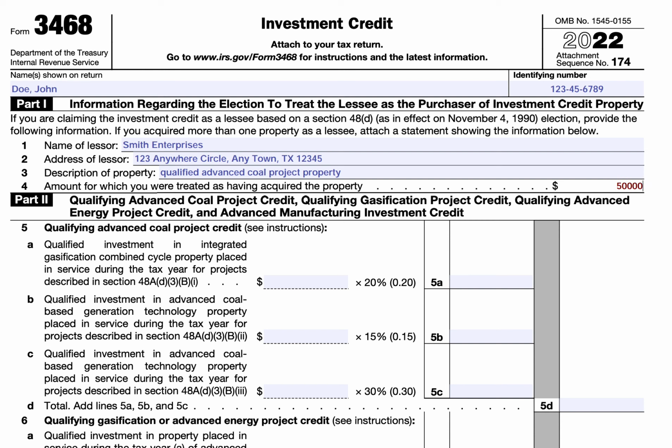And then we just put a dollar amount down, right? This is the amount that we decided that we were considered to have acquired the property. And this would be the number that we would use for calculating the credit. So $50,000. In this case, we put the description of the property as the first project, right? Qualifying advanced coal project credit.